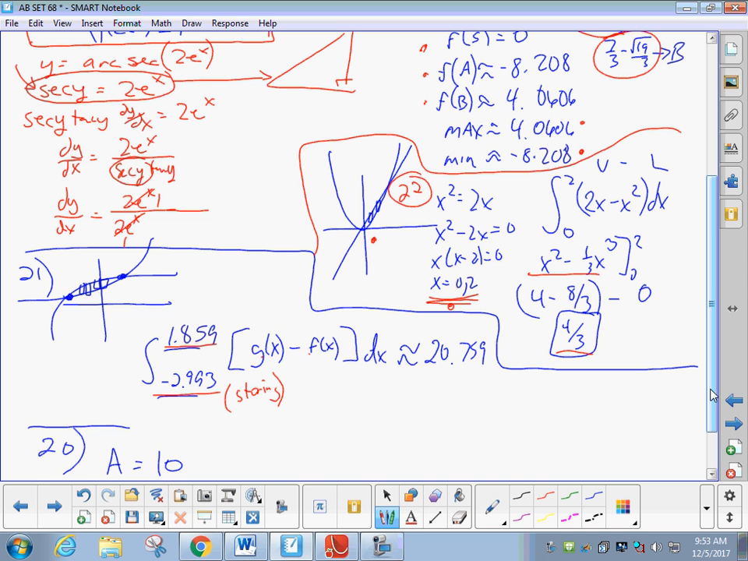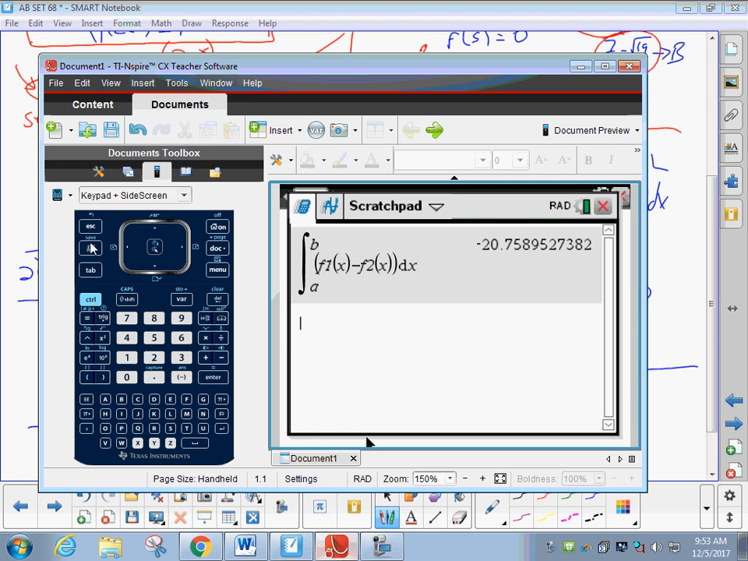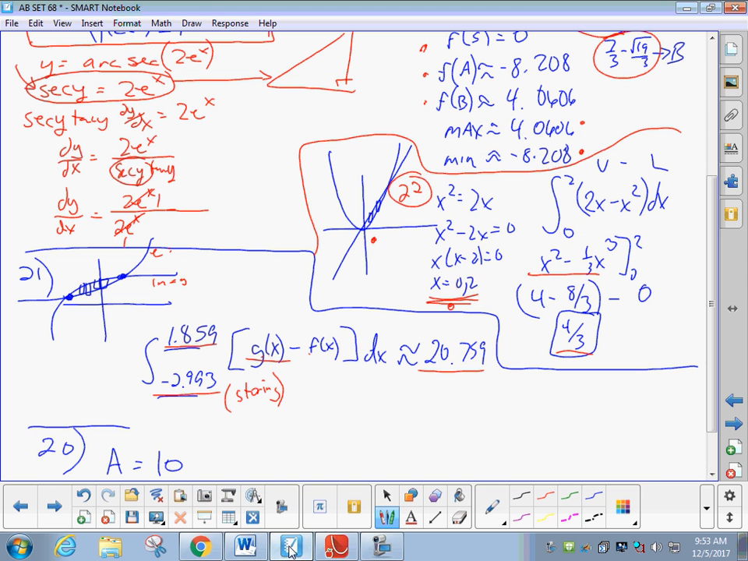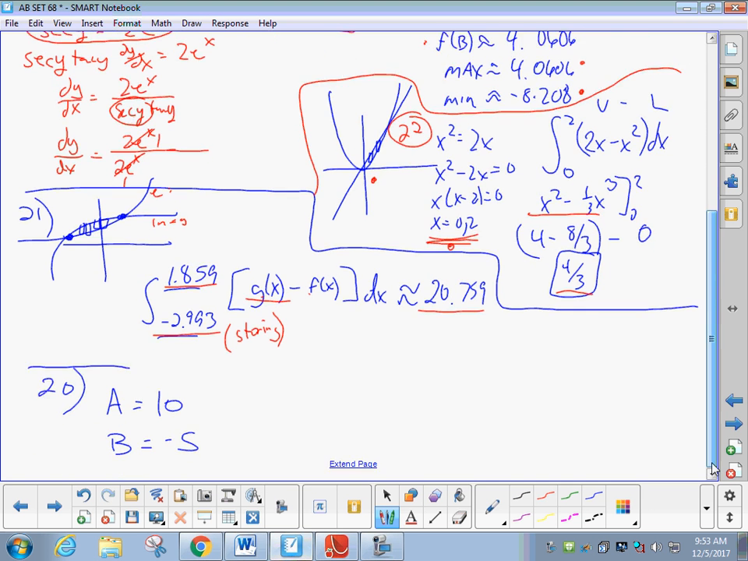This should be correct. It's g minus f, which is the log curve minus the e curve. You do not have to write all that out. If they've been named in function notation, you can use the names g and f. And then your answer accurate to 3 decimals. On 20, I put the wrong one on top, so that would be bad. But did you get 20.759? I'll assume that's a yes. And for number 20, did you get A is 10 and B is -5?